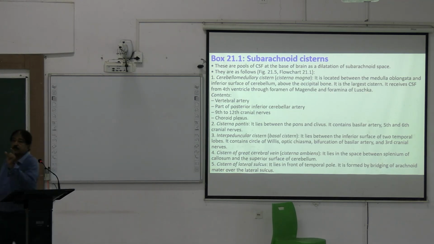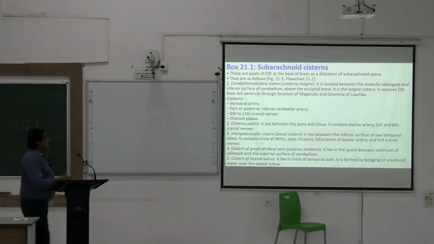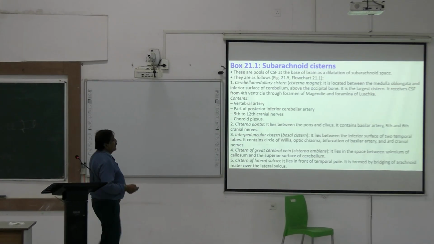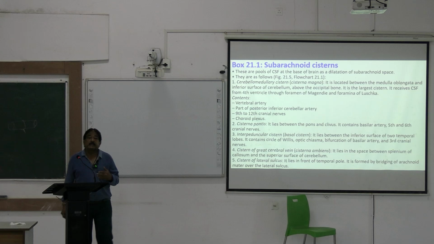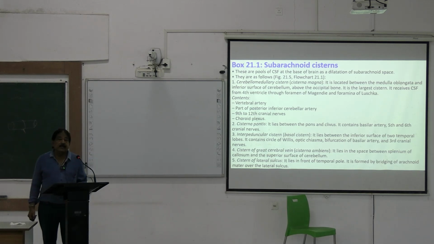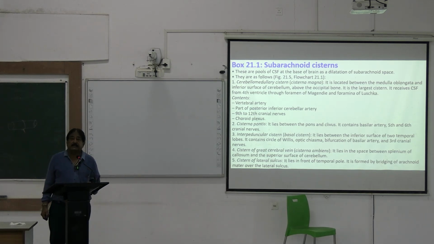These words, foramen of Luschka and foramen of Magendie, you have to know because you can be asked in viva. Also, it can be asked in a short question. It can be asked in your MCQ.